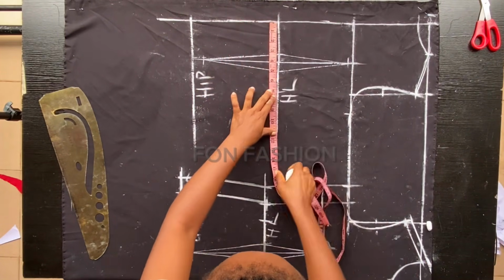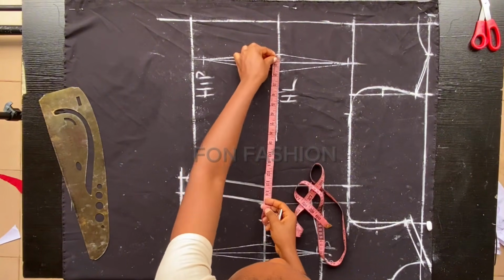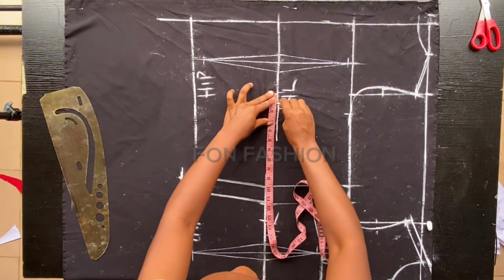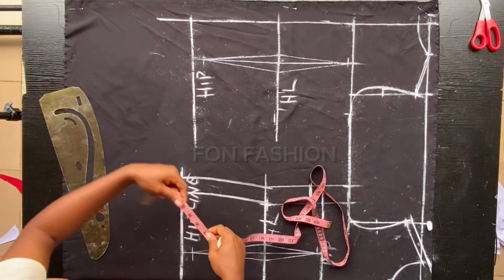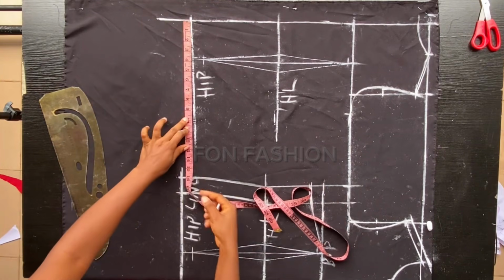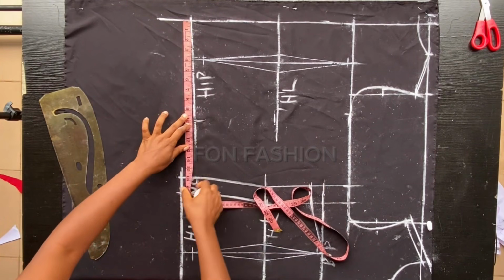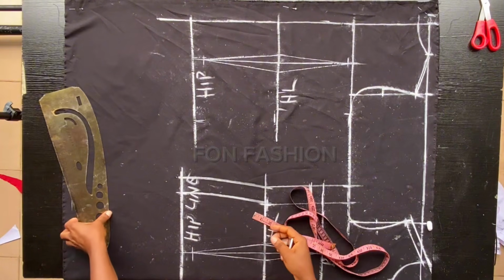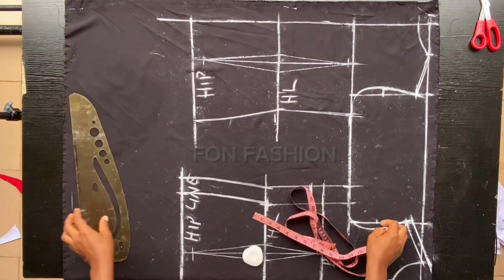I have 7. I'm going to replace this dart intake, 1.5. So I'll mark it down. Then I'll come to the hip line and mark hip circumference divided by 4. That is 10. Then I'll connect all the points. This is what I have.